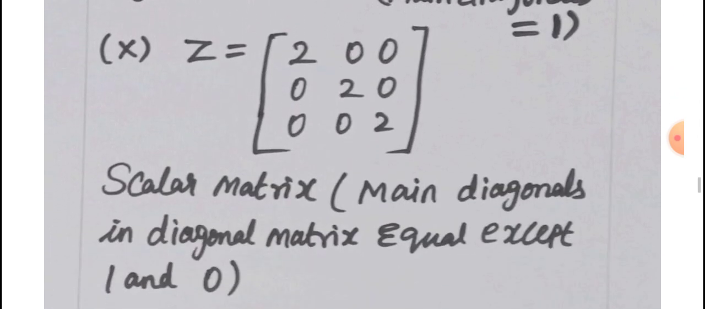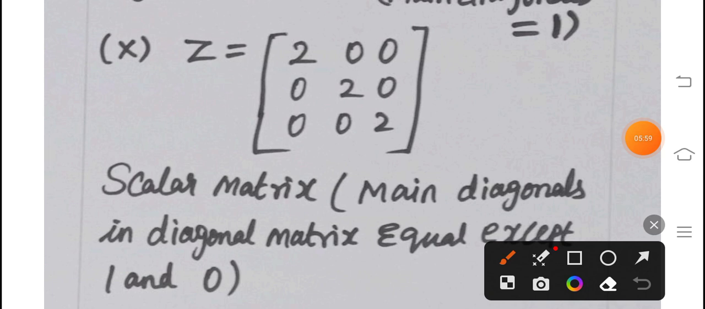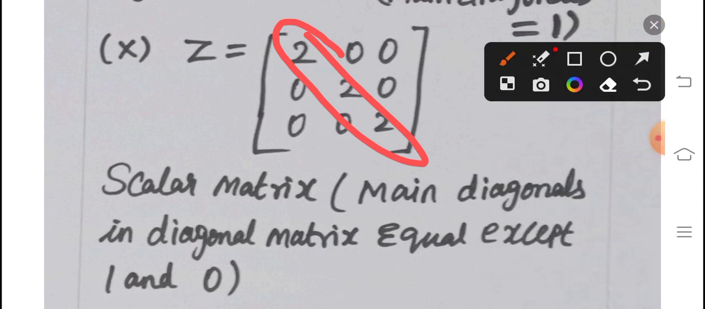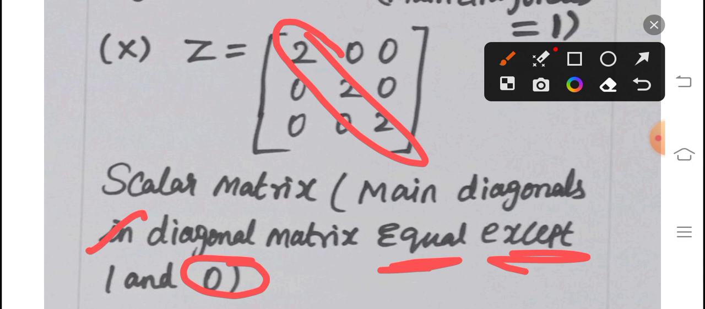Then go for the 10th subdivision. The 10th subdivision, if you see now, again it's a diagonal matrix only, but the main diagonals are equal to 2. So the main diagonal elements in the diagonal matrix are equal. You should not say even if it's equal, it should not be 1. If 1, we will call it an identity matrix, or it should not be 0 also, except 1 and 0. Why, sir? If 1 is there in the main diagonal, we will call it an identity matrix.